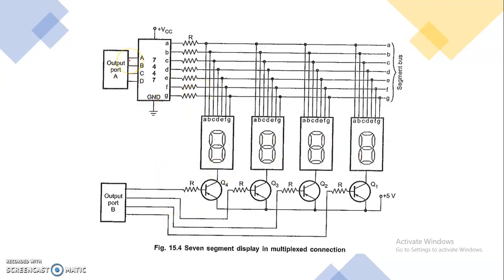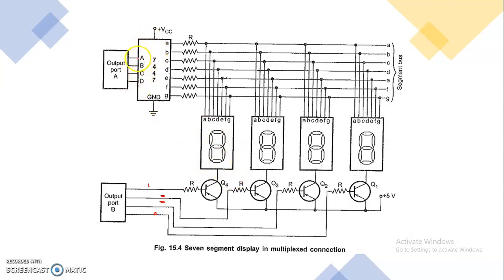first you will give the data to display 0 at the lines ABCD. It will be converted to the required 7-segment code and given to all the 4 7-segment displays. But using output port B, you will select only the first 7-segment display. So the data 1 will be given to the first transistor alone, and the remaining transistors will be given the data 0. So the digit 0 will be displayed in the first 7-segment display.